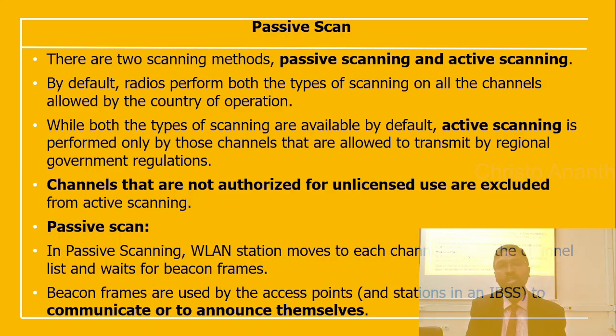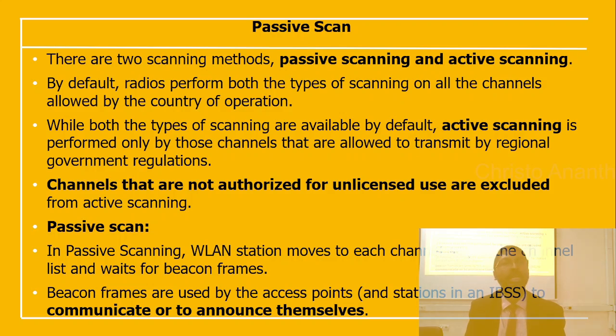Here the radios perform both types of scanning on all of the channels allowed by the country of operation. While both types of scanning are available by default, active scanning is performed only on those channels that are allowed to transmit by regional governmental regulations. Channels that are not authorized for unlicensed use are excluded from active scanning. Then we have passive scanning.